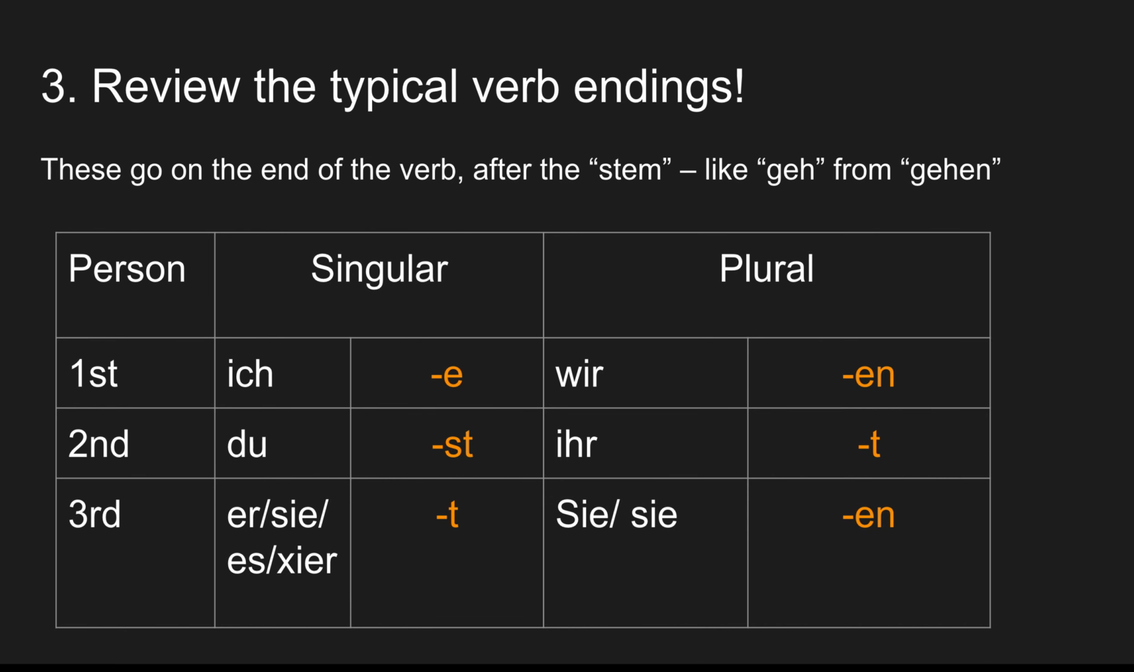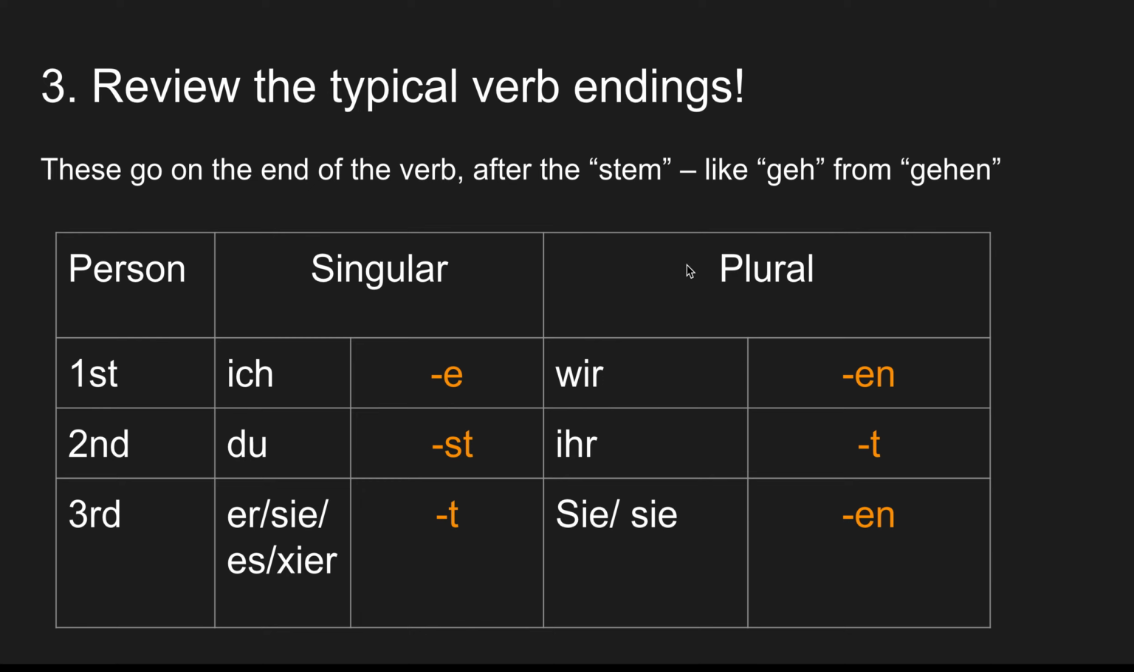These are the regular verb endings. Most of the time you're going to use these endings. There are some exceptions, but right now we're focusing on the regular ones. So go by person here. First person singular is ich, so gehe would be this one. Second person singular is du, the pronoun you, so that will be gehst. And third person singular would be er, sie, es. So you have geh, add t, geht.